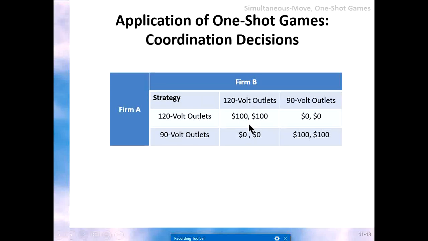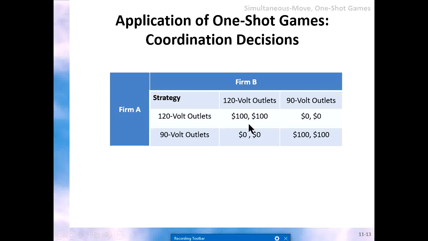Now we have an application of one-shot games, coordination decisions. So in coordination decisions, we assume that we have two firms, firm A and firm B. Both of them produce appliances or electrical appliances. So firm A may produce 120 volt outlets or 90 volt outlets, and firm B also may produce 120 volt outlets or 90 volt outlets.